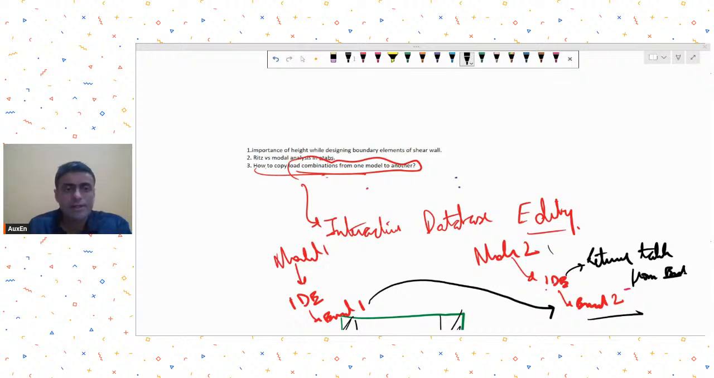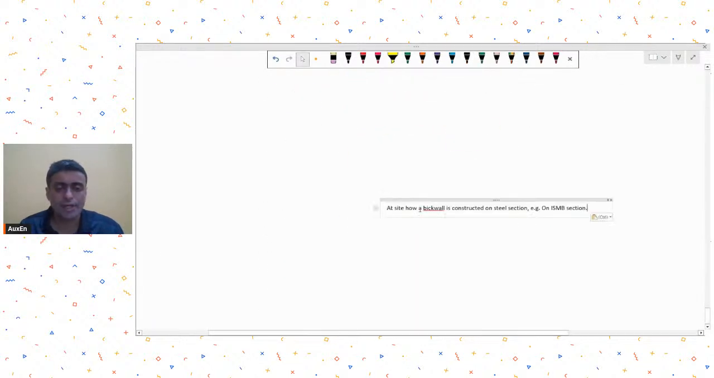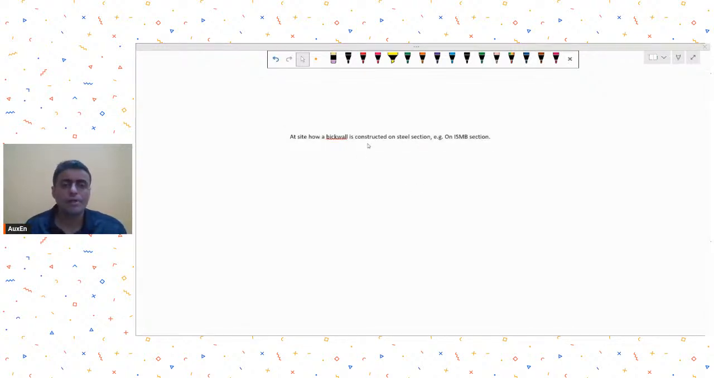Then I guess the last question being asked is by Mr. Sandeep. He is joining us from Mumbai. He is a working professional. He is asking how a brick wall is constructed on a steel section at site. Usually, we will just put the brickwork on the ISMB flange. It's quite simple, very straightforward.